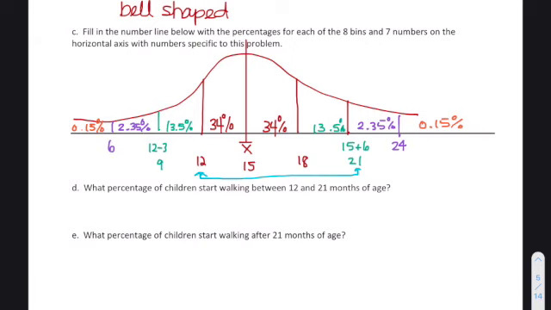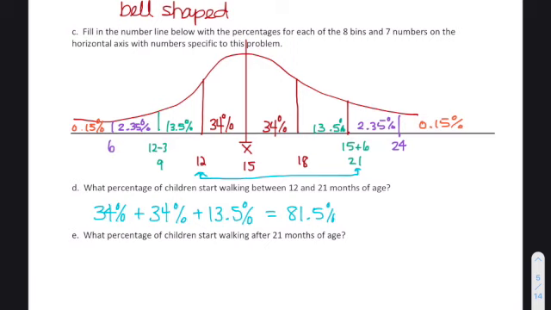Well, look at the percentage. That's why the percentage is important. You have 34% plus 34% plus 13.5%, and all together is going to give you about 81.5% of babies walk between 12 to 21 months of age. And that's the percent right there.